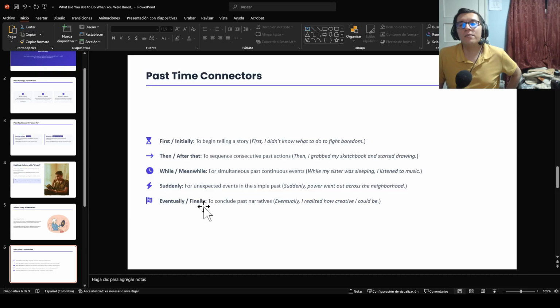Past story connectors. First, initially, to begin telling a story. First, I didn't know what to do to fight boredom. Then, after that, to sequence consecutive passages. Then I grabbed my sketchbook and started drawing. Meanwhile, for simultaneous past continuous events. While my sister was sleeping, I listened to music.